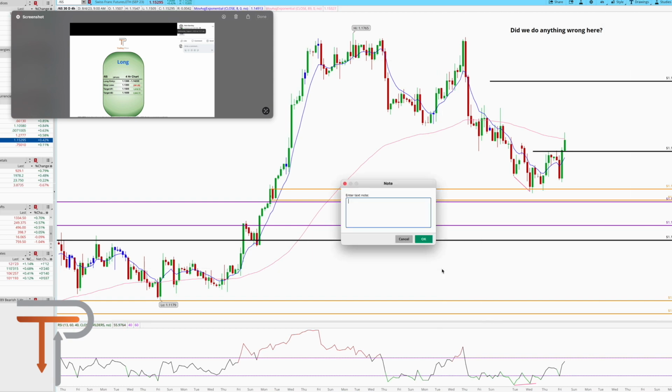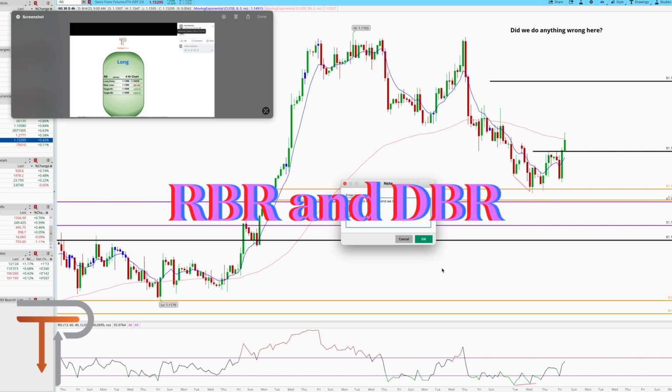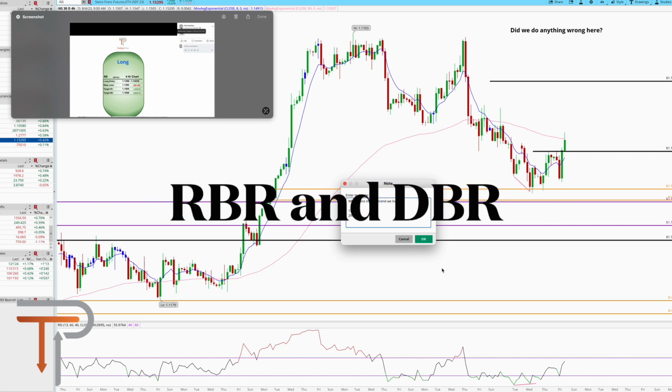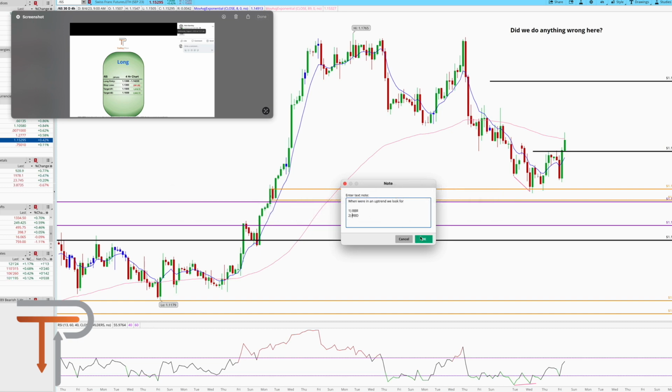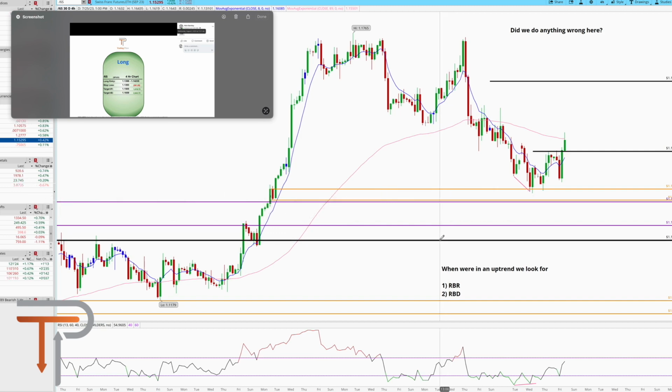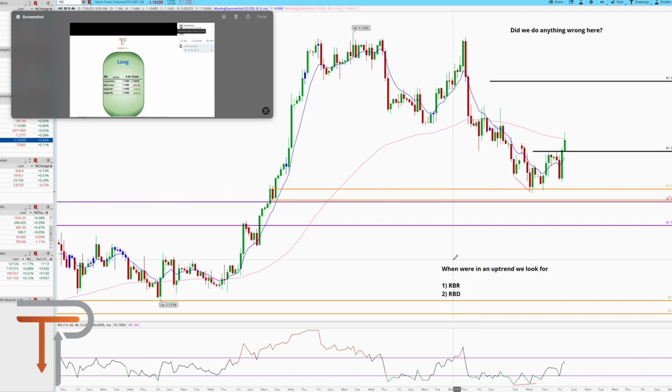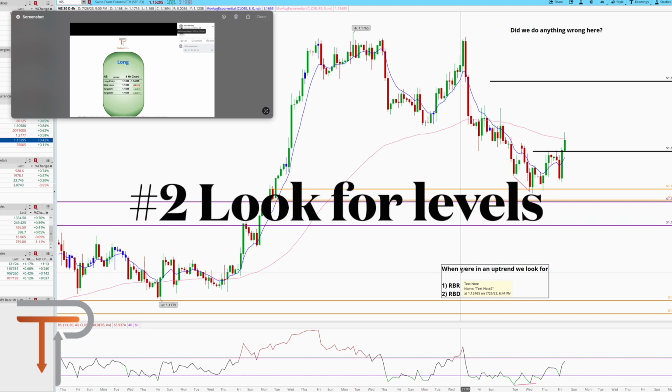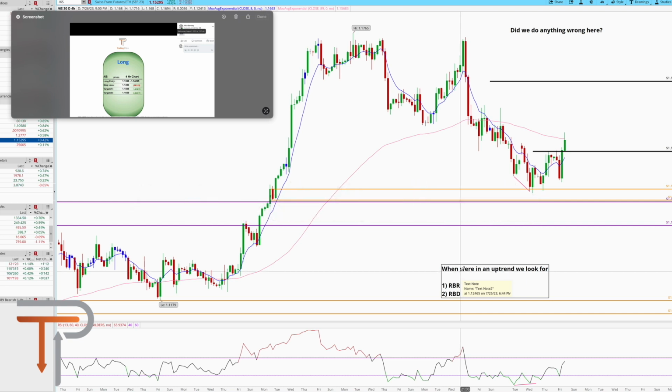When we're in an uptrend, we look for one, rally-based rallies, or two, rally-based drops. Okay? So, first things first is the line of least resistance. Once we have that line of least resistance, then we can look for our levels. So we know the line of least resistance is upwards, so we want to get long. That's the only way we're allowed to trade on this larger time frame, okay?